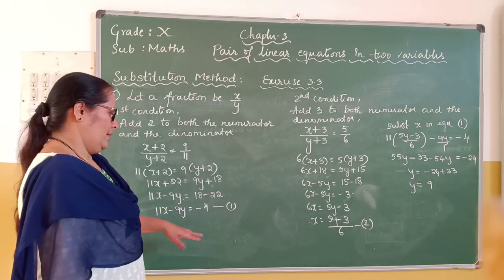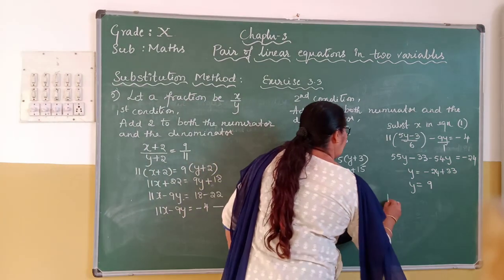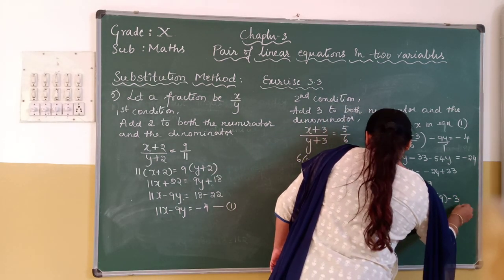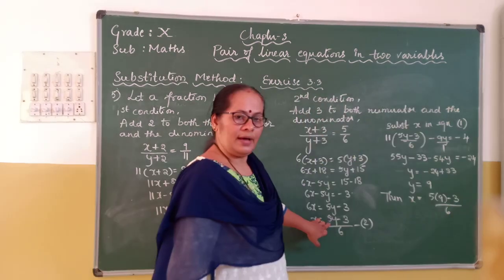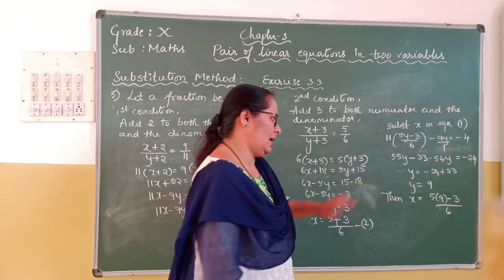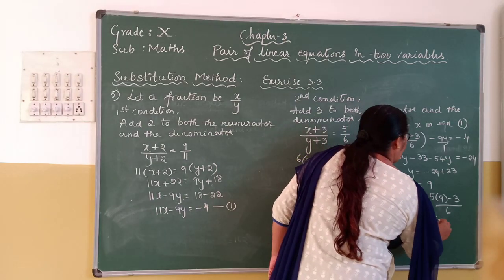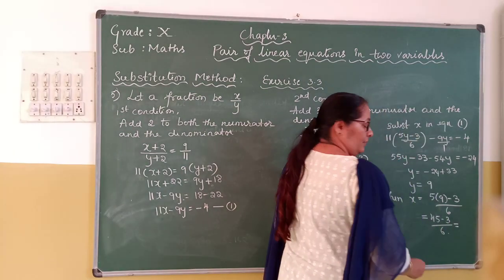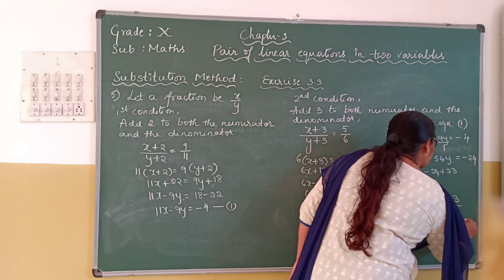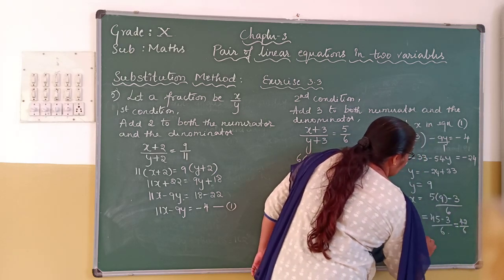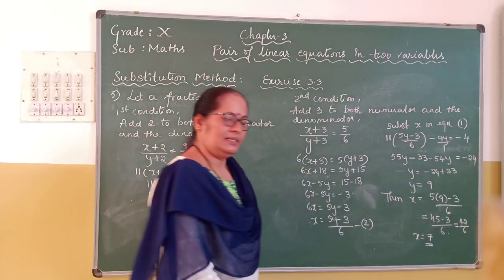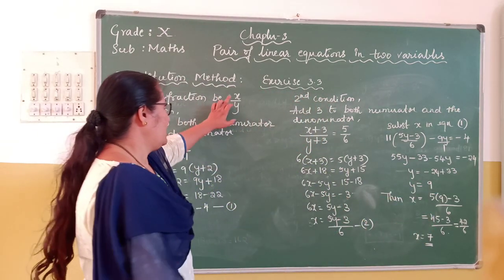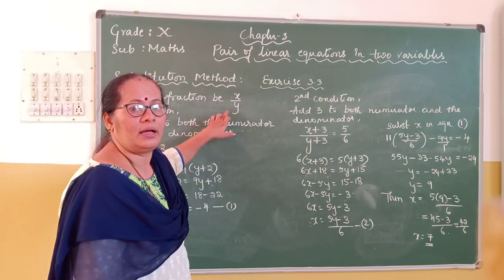Right? Now find the x value. Then x equals (5y minus 3) by 6, where y is 9. So 9 5s are 45, minus 3 by 6. 45 minus 3 is 42. So x equals 7. x is 7, y is 9. So the fraction is x by y, that is 7 by 9.